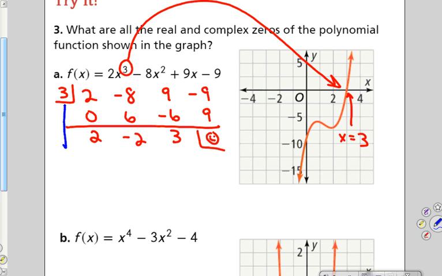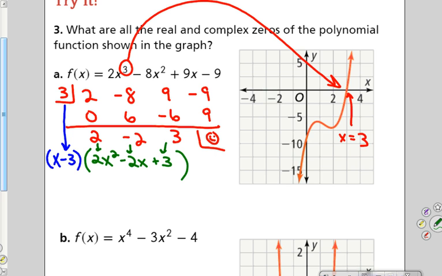That implies that x minus 3 is one of the factors. I can break this cubic function into x minus 3 times 2x squared minus 2x plus 3.